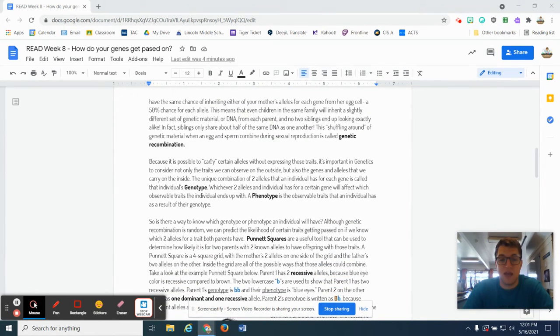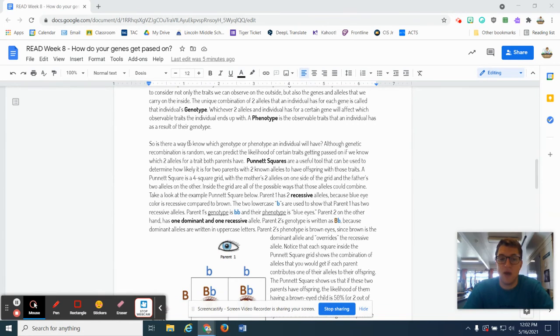Because it is possible to carry certain alleles without expressing those traits, it's important in genetics to consider not only the traits we observe on the outside, but also the genes and alleles that we carry on the inside. The unique combination of two alleles that an individual has for each gene is called an individual's genotype. Whichever two alleles the individual has for a certain gene will affect which observable traits the individual ends up with. A phenotype is the observable trait that an individual has as a result of their genotype.